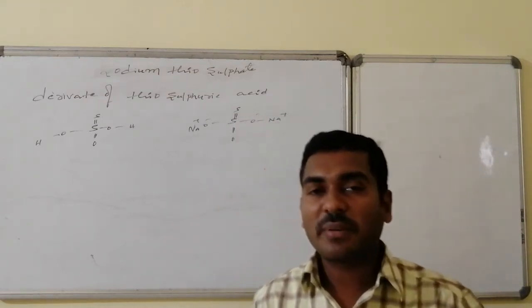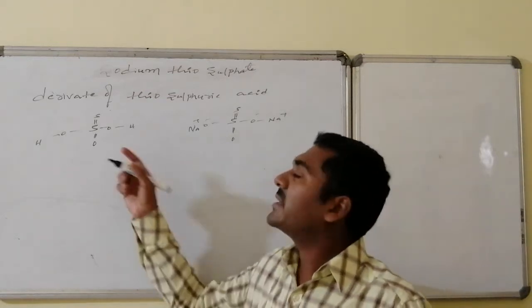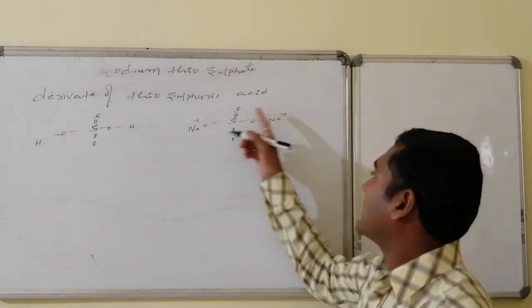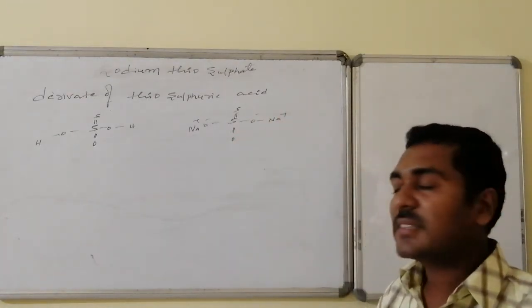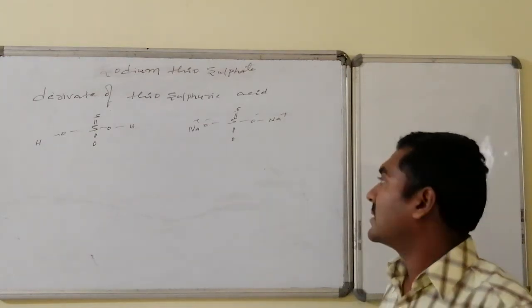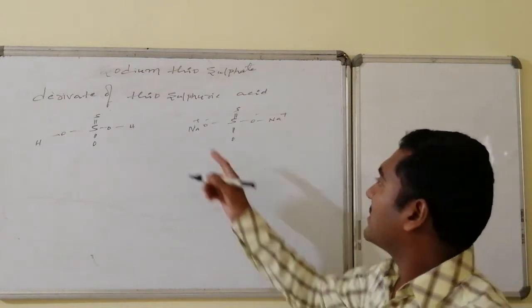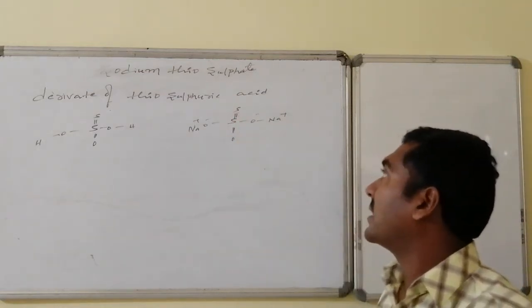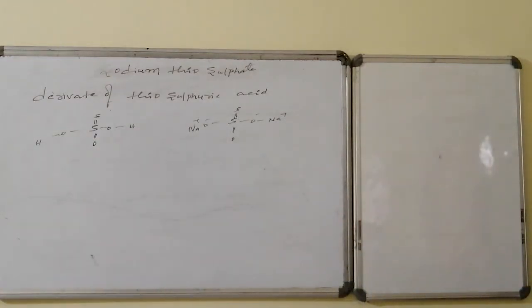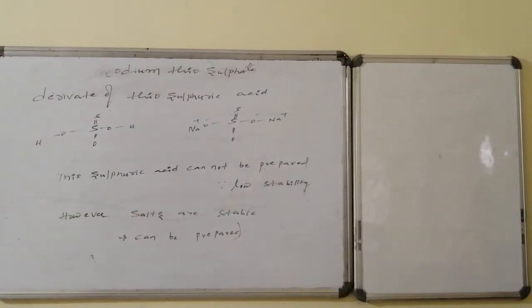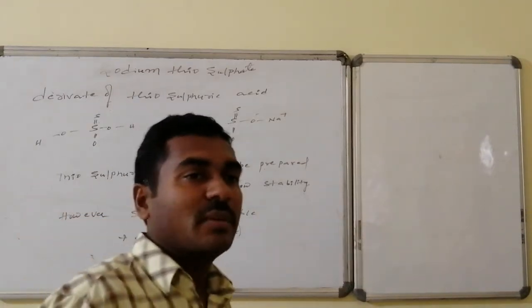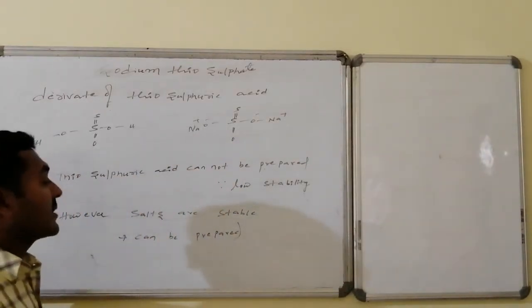Suppose the hydrogens are replaced by sodium, then it is Na2S2O3, which is sodium thiosulfate. The structure of sodium thiosulfate is like this: sulfur connected with a double bond to S, a double bond to O, followed by two oxygen atoms in the form of minus ones, that is oxide ions, connected with the sodium. Na2S2O3 is sodium thiosulfate. Thus, thiosulfuric acid can't be prepared because of its low stability, but the salts are stable, hence they can be prepared.